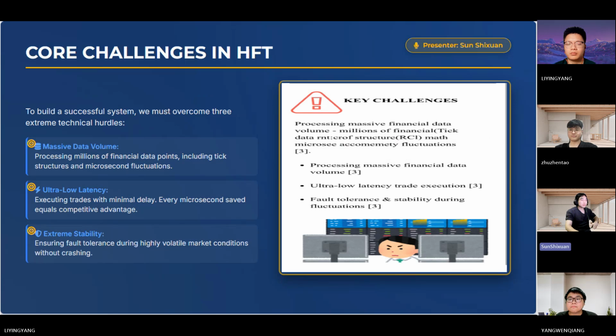However, building this system is a very hard job. We have three big problems to fix. The system needs to handle a huge amount of data every single second. The system must buy and sell with almost zero delay. The system must be very strong. It cannot crash or fail, even when the market is going crazy.